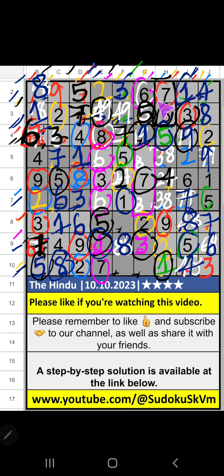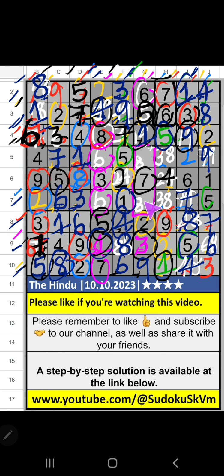Column G, we have 6. So 6 can't come in the cell. 6 is confirmed here. Then 9 is here. Then 8th grid and 8th row, only one number is remaining, 4. 4 is confirmed here. Column F, we have 4. So 4 can't come in the cell. 4 is confirmed here. Then 9 is here.